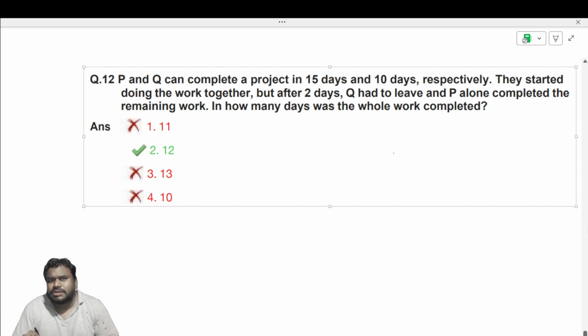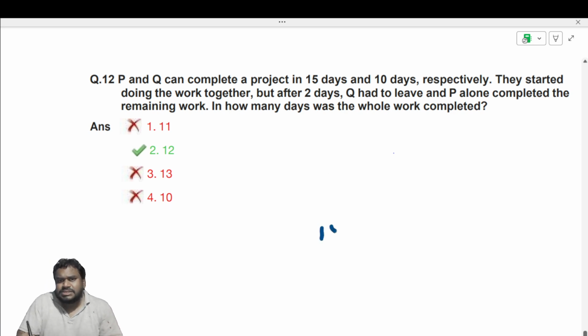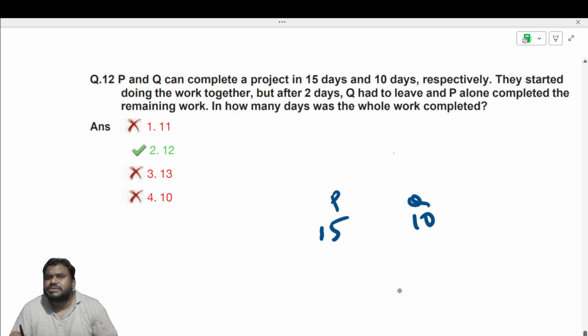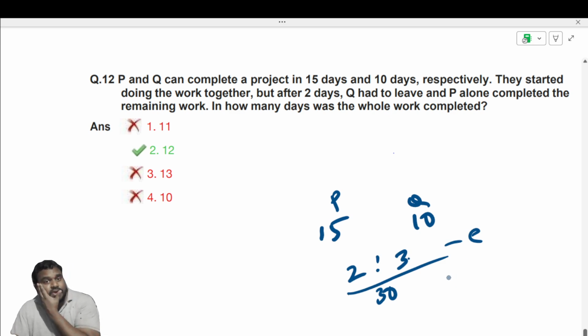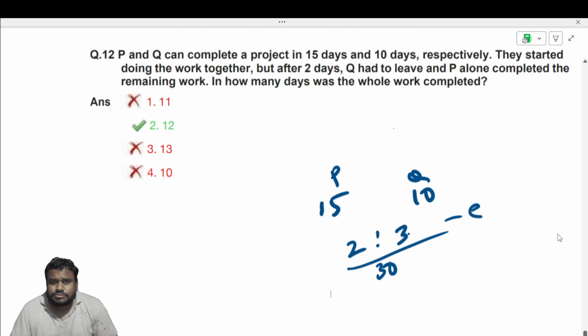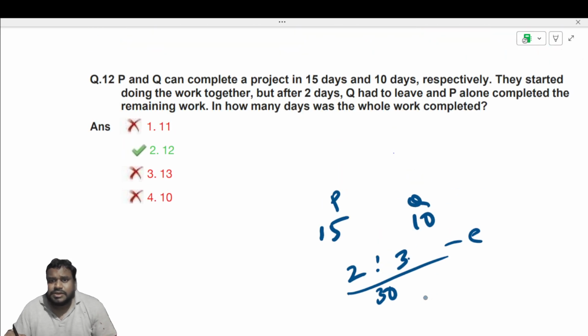See, P and Q can complete a project in 15 days and 10 days. So their LCM is 30. So 30 is the LCM, then their efficiencies are 2:3. Now out of 30 parts, 5 parts per day, they started working together.